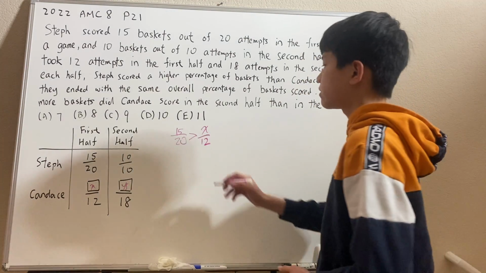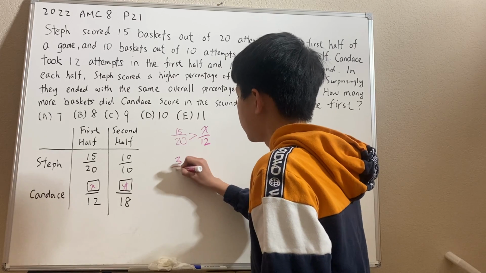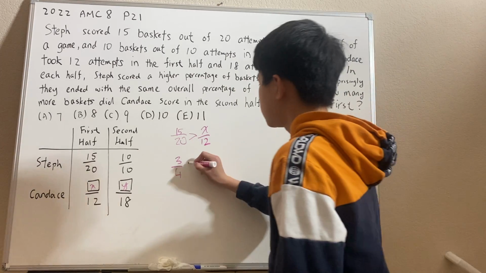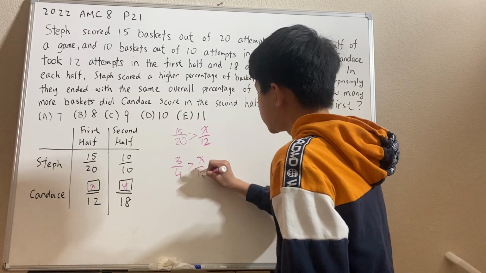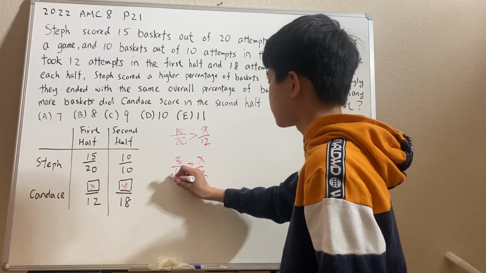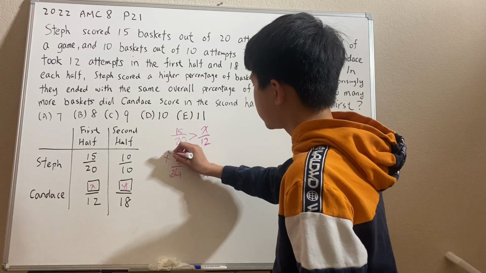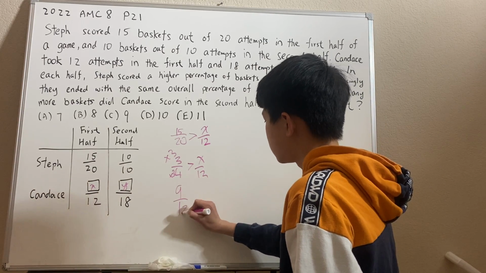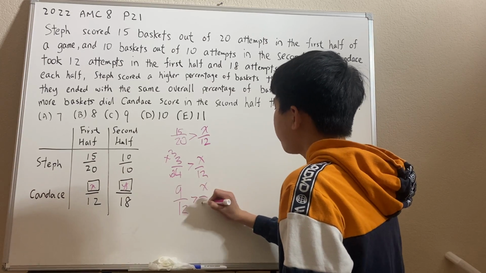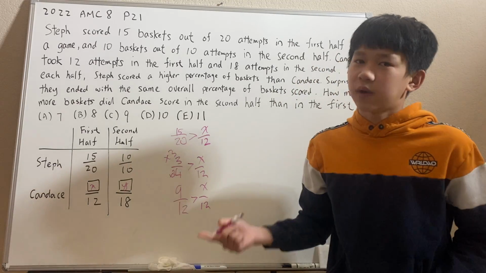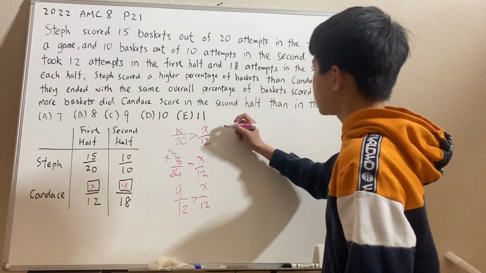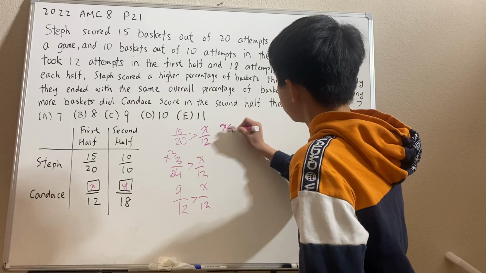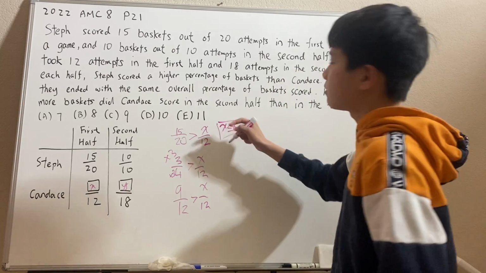And we can reduce 15 out of 20 to 3 over 4. We divide by 5 on both sides. So after this, we can multiply both sides by 3 to make each fraction have a common denominator. So you get 9 over 12 is greater than x over 12. And now from here, it's very easy to see that 9 is greater than x. And we can rewrite this as x less than or equal to 8. So this is one constraint that we have gotten.